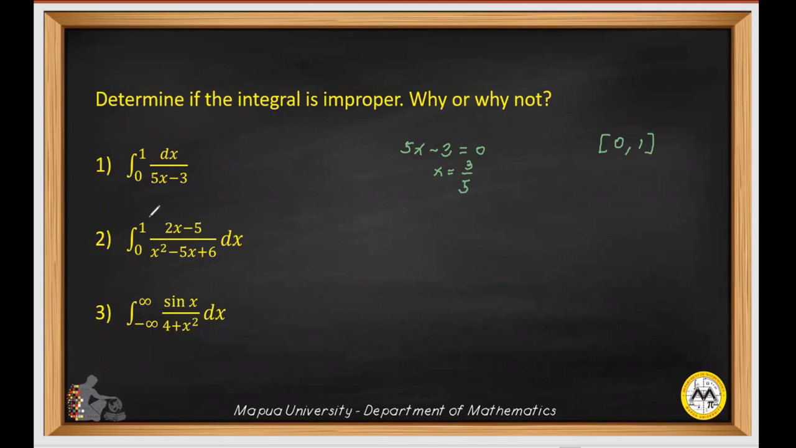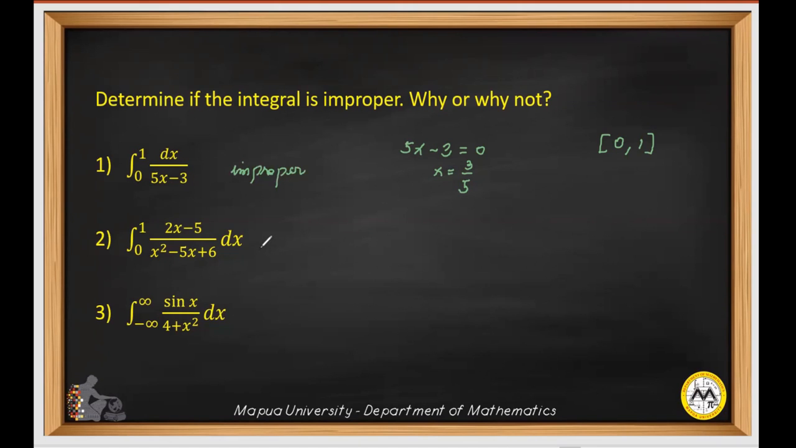So that will mean that from the lower limit 0 to the upper limit 1, there is a point of discontinuity. There is a vertical asymptote, x is equal to 3 over 5. Hence, the given function, or the integrand 1 over 5x minus 3, is not continuous within the interval from the lower limit 0 to the upper limit 1. Hence, we consider the integral of dx over 5x minus 3 as an improper integral.